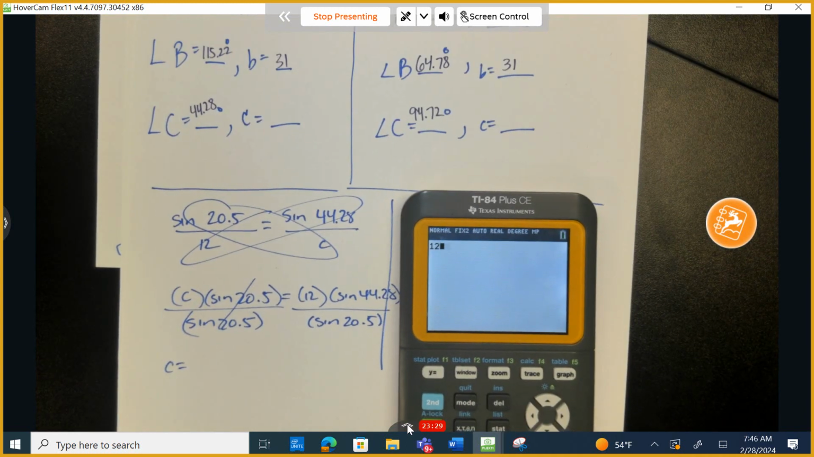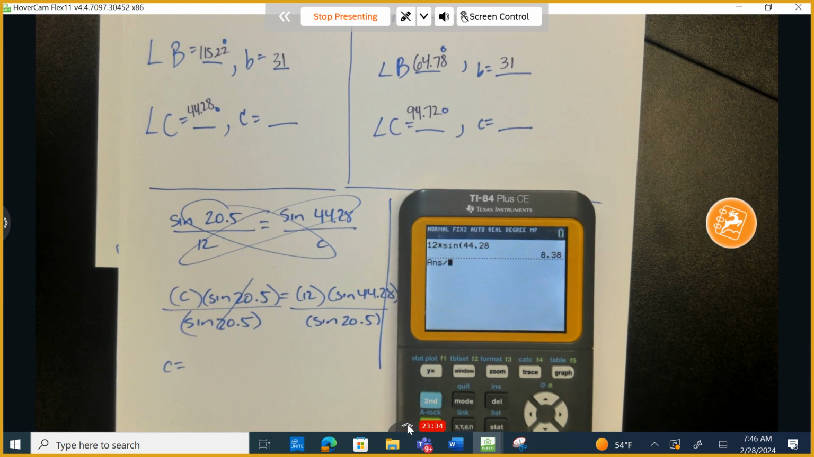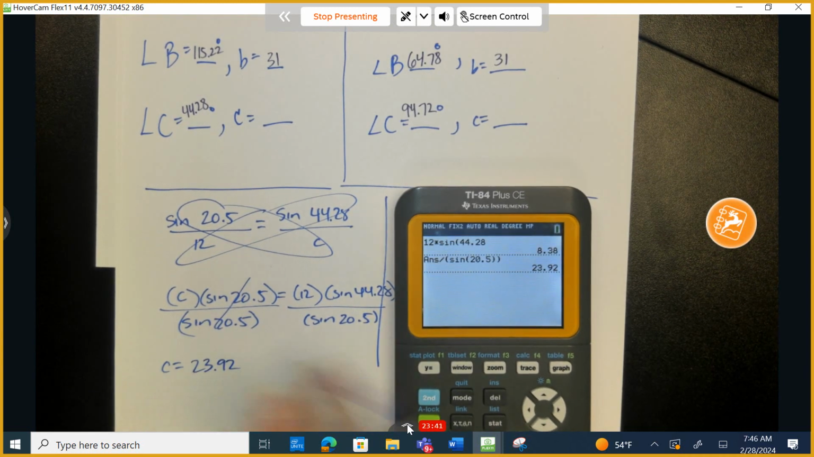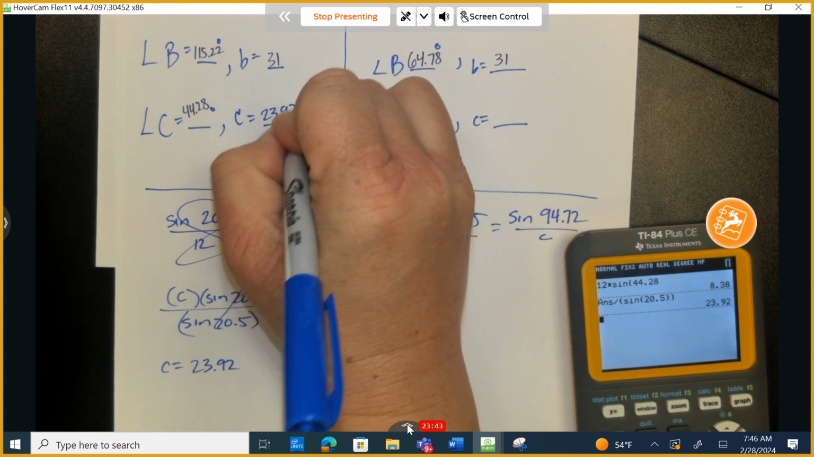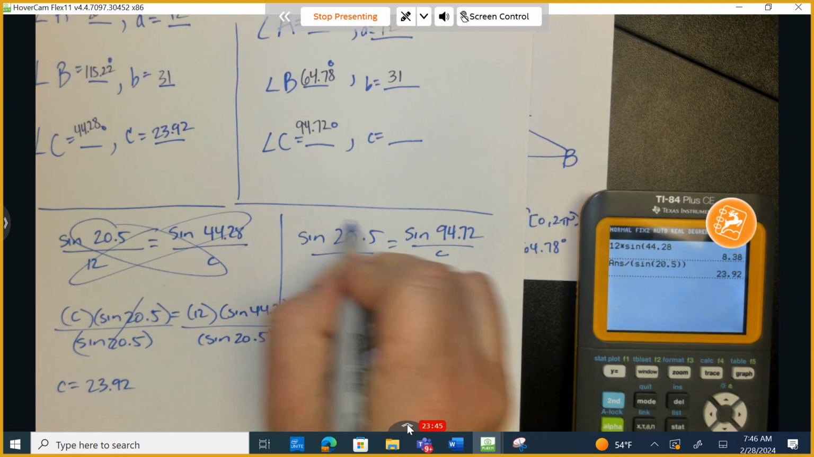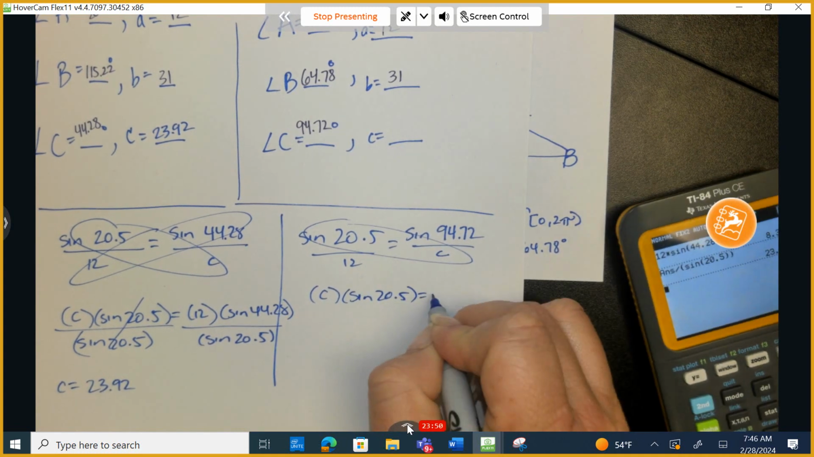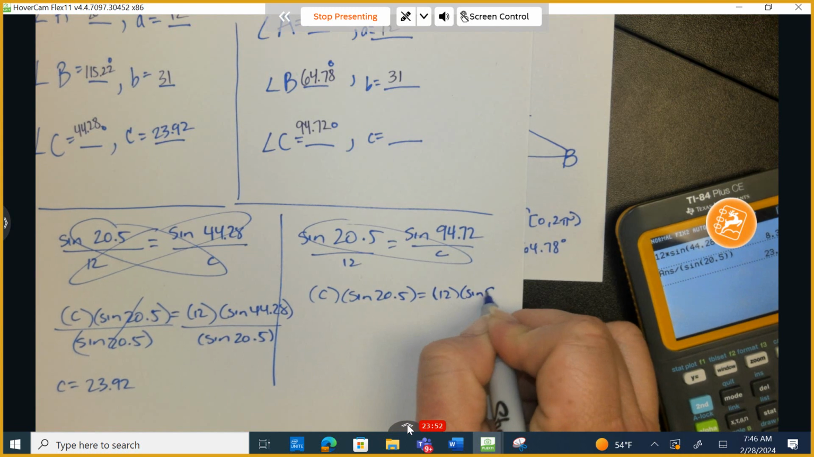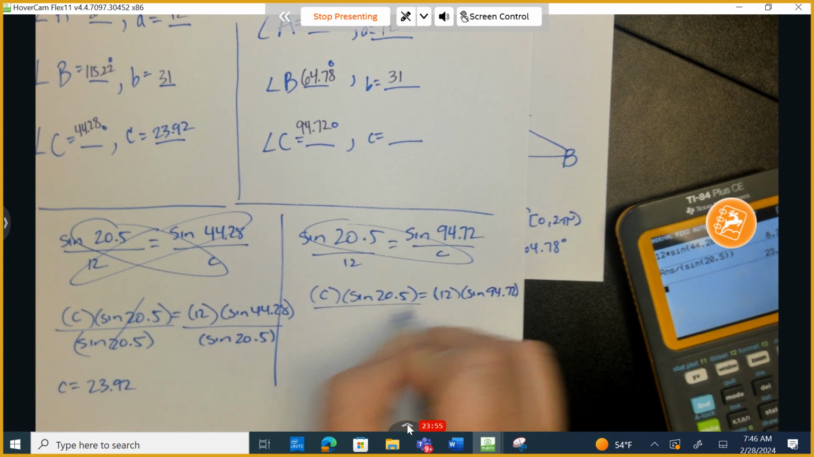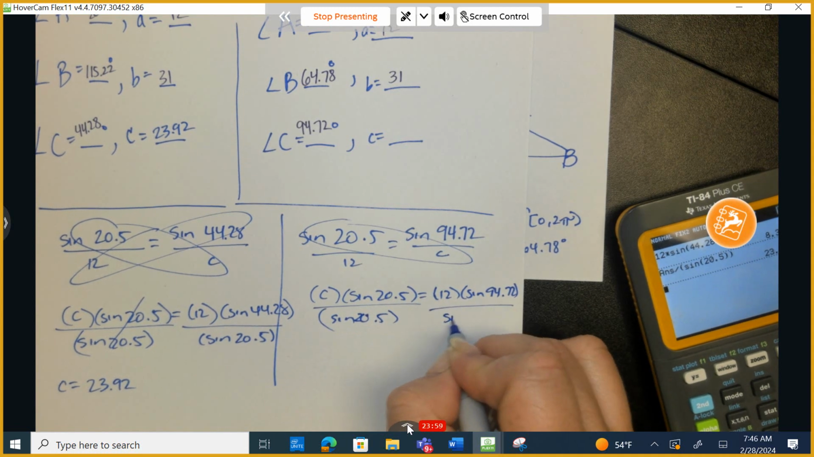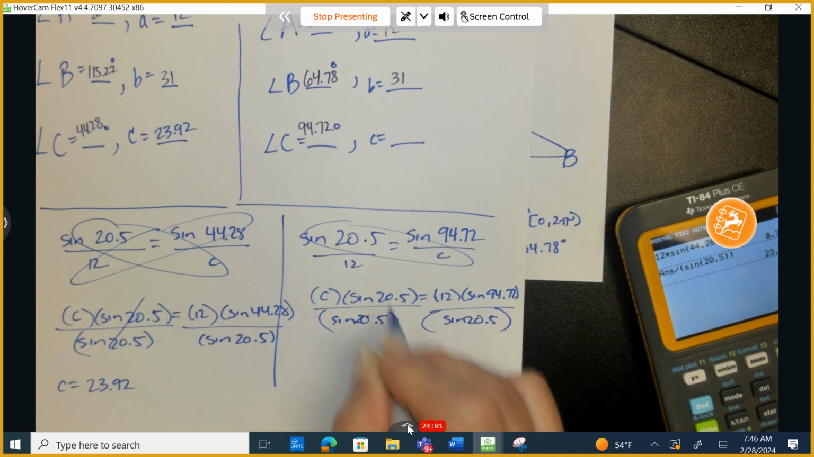Okay, so I have 12 times the sine of 44.28. I'm going to get an answer and divide by the sine of 20.5. All right, and I come up with 23.92. I'm going to do the exact same thing over here. I have C times the sine of 20.5 equals 12 times the sine of 94.72. Divide by the sine of 20.5.